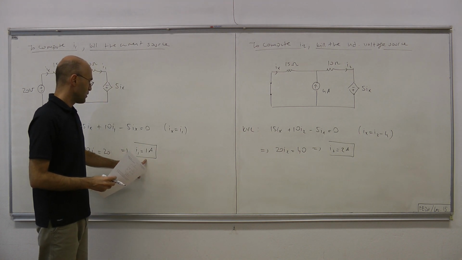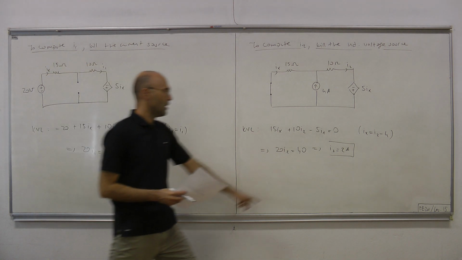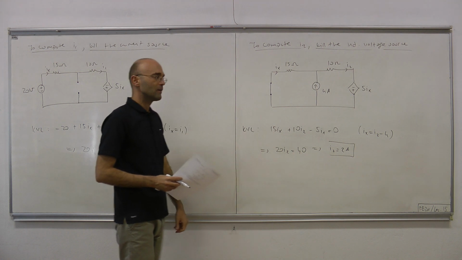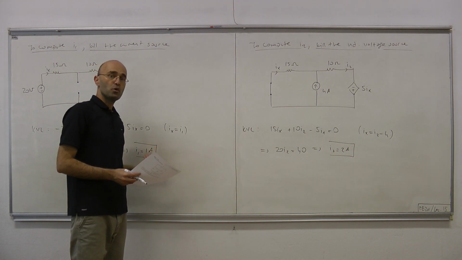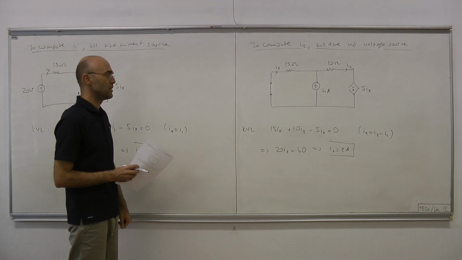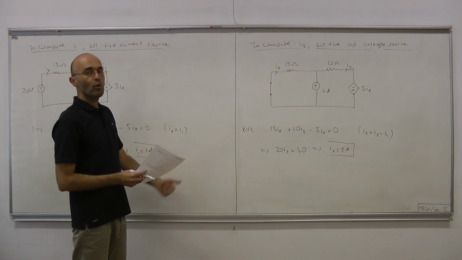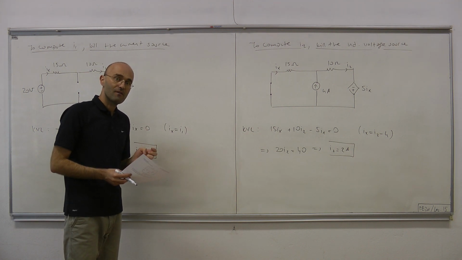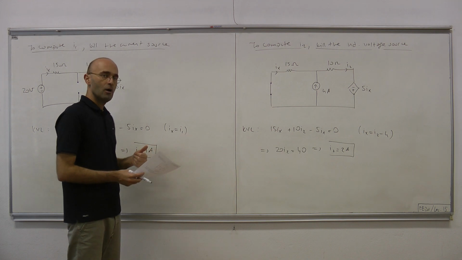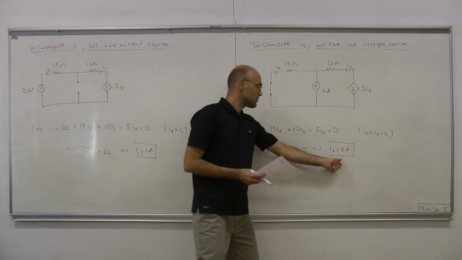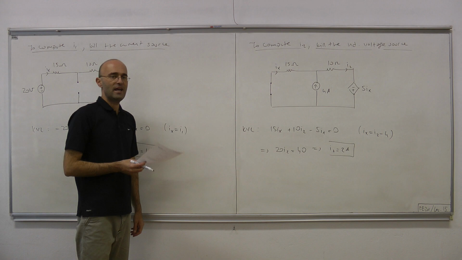Okay. So I1 equals 1 amp when one of the sources is killed, I2 equals 2 amps when the other source is killed. Therefore, when both sources are active, that is, when nothing is killed, then the overall output must be, because the circuit is LTI resistive, this number plus that number, namely 3 amps.